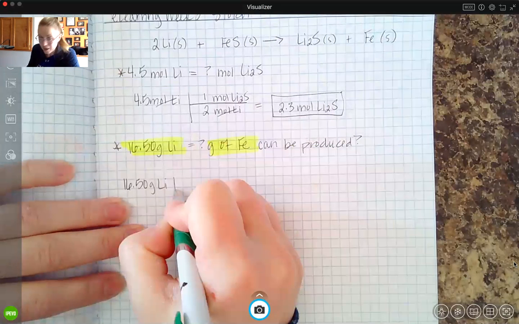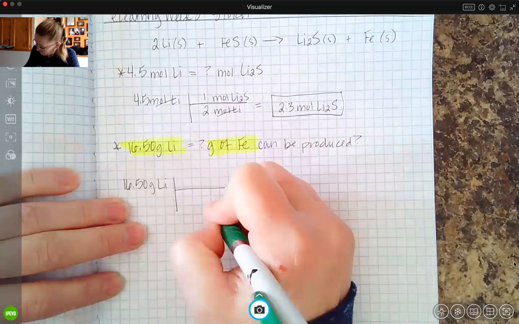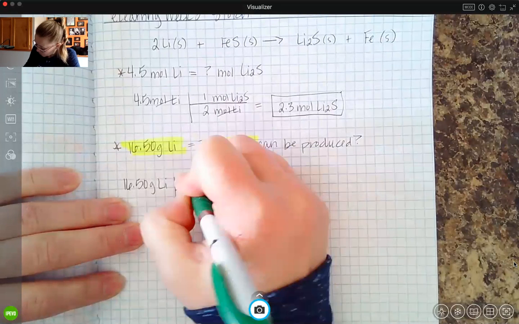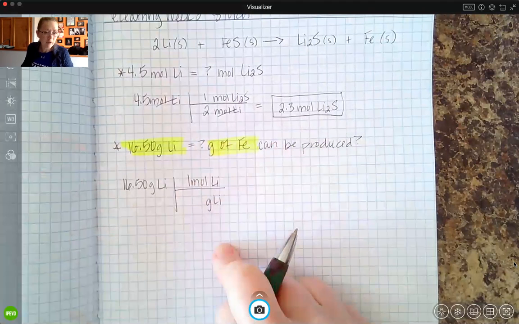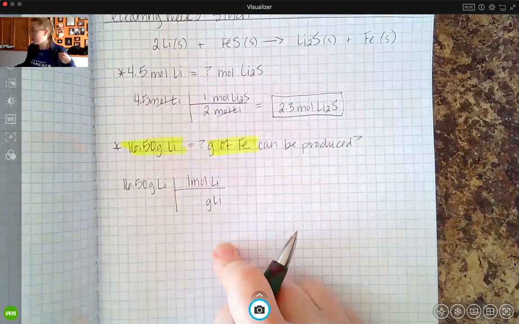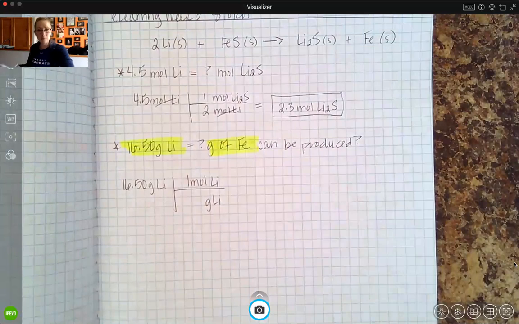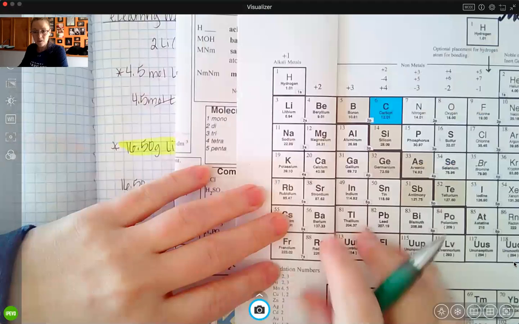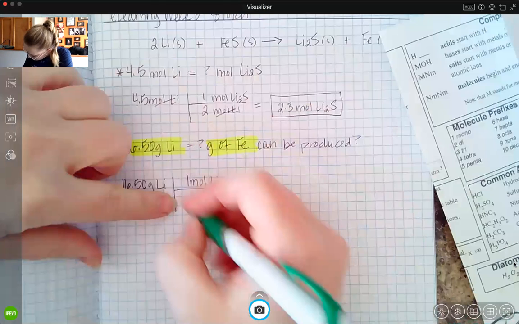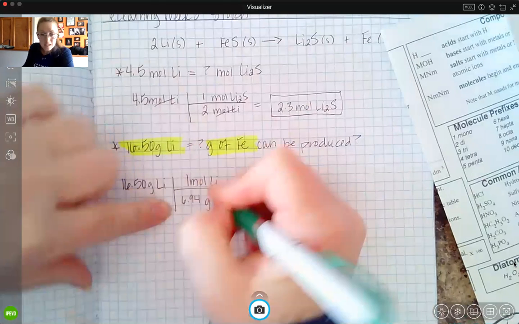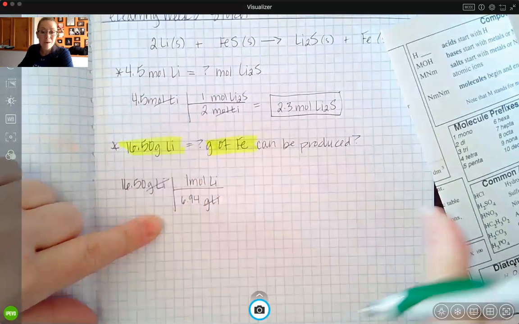When we convert from grams into moles, grams is the unit we're in, we're getting rid of it, so grams goes on the bottom. Grams of lithium in 1 mole of lithium. We say, well, how many grams are in a mole of lithium? I'm going to look that up. I'm going to go to my periodic table and find lithium. Here's lithium. It says 6.94 grams is 1 mole. So 6.94 grams is 1 mole of lithium. Grams of lithium cancels, and now I'm in moles.